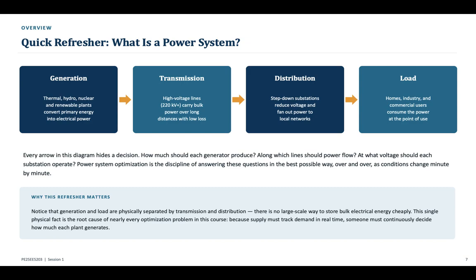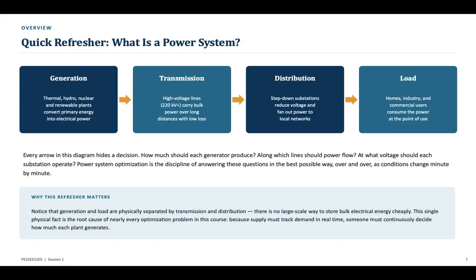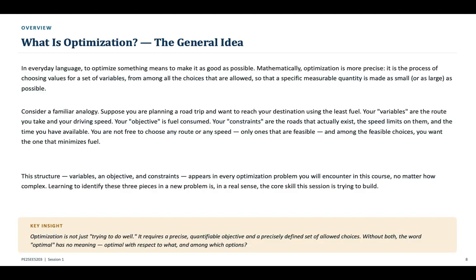Generation and load are physically separated by transmission and distribution, right? And there is no large scale, cheap way to store electrical energy. This single physical fact is the root cause of nearly every optimization problem. That is where we have that hiccup in dealing with this situation, because we cannot store large bulk energy. The batteries and all are very small devices, right?